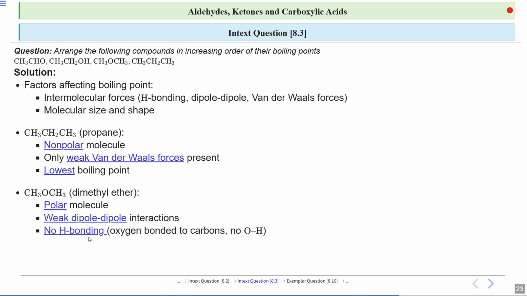See over here, there is no hydrogen bonding. For hydrogen bonding to occur, there must be an OH or NH bond. But if you look at this dimethyl ether, there is no OH or NH bond. This absence of hydrogen bonding limits its boiling point compared to compounds that can form such bonds. So dimethyl ether will have a higher boiling point than propane.